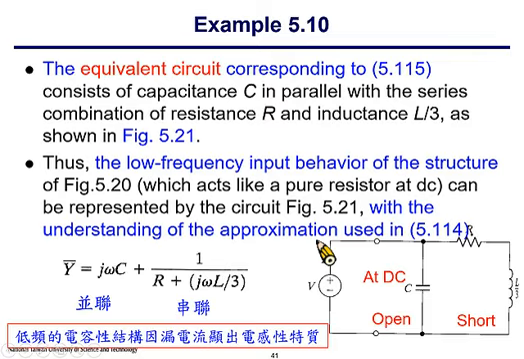So what is the significance of this result? What is the bug in this picture? The bug is this resistance, which is due to what? Which is due to the conductance in this dielectric.